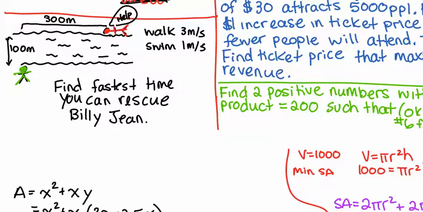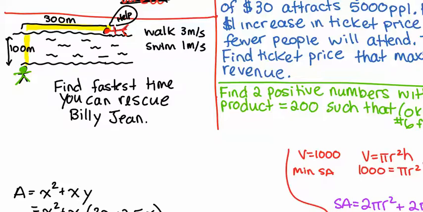So one route option is Billy could just go straight across the river 100 meters, and he swims at 1 meter per second, so it would take him 100 seconds, and then walk the 300 meters over to her. So there you go. And he walks at 3 meters per second, so if he's doing 300, it would also take him 100 seconds. So we're looking at 200 seconds total travel time.